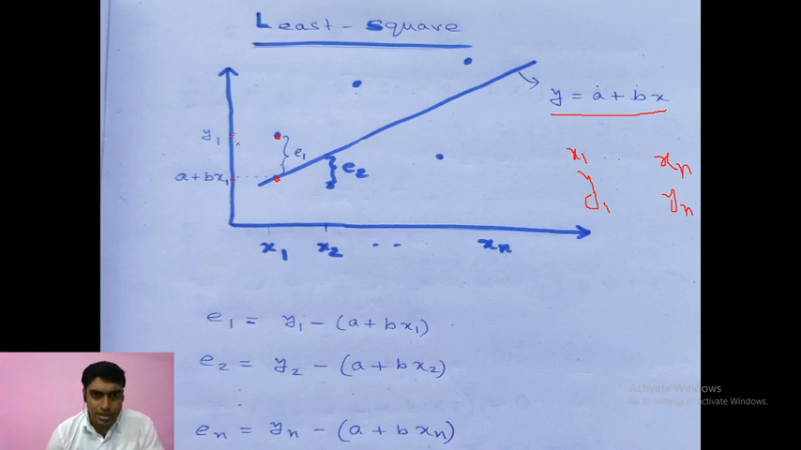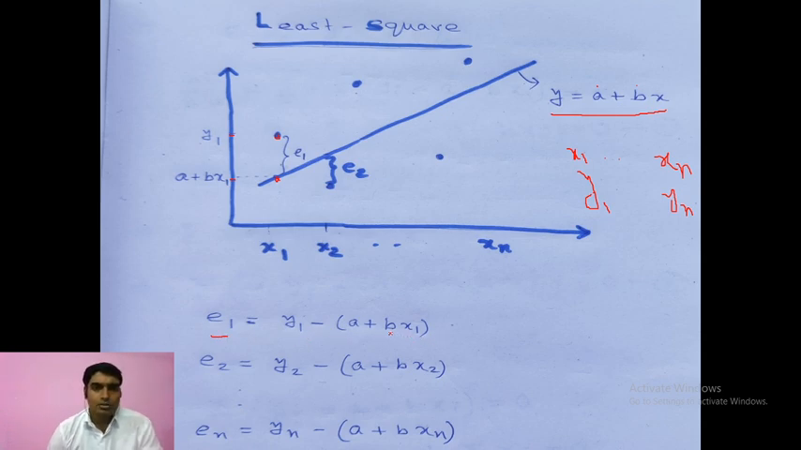So this is your error if we approximate by the straight line. If I denote this length as e1, the error of approximating the point x1, y1 by the straight line, then your error will be y1 minus (a plus bx1). So the first error e1 will be y1 minus (a plus bx1).